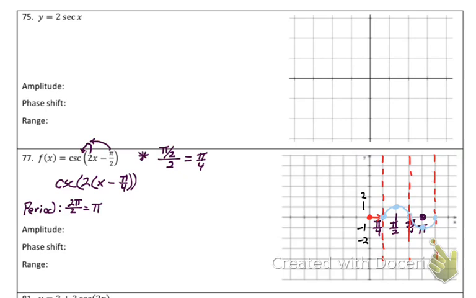And then let's use purple. This is going to go up. This is going to go up. This is going to go down. And that one's going to go down.